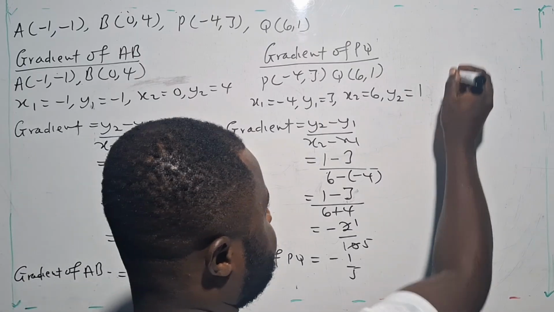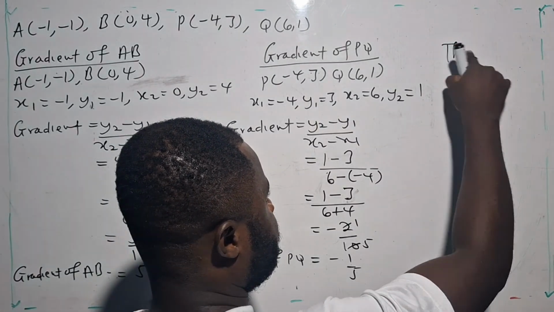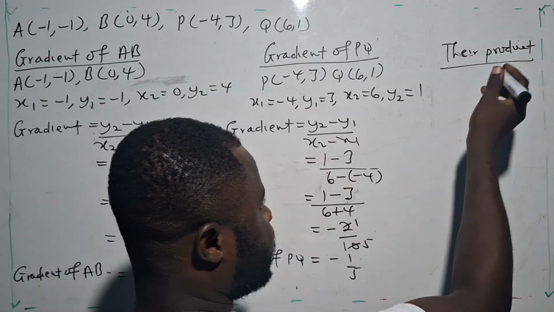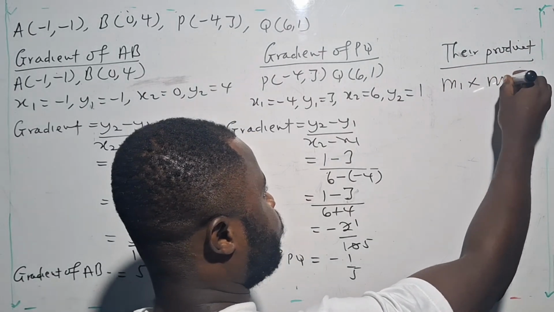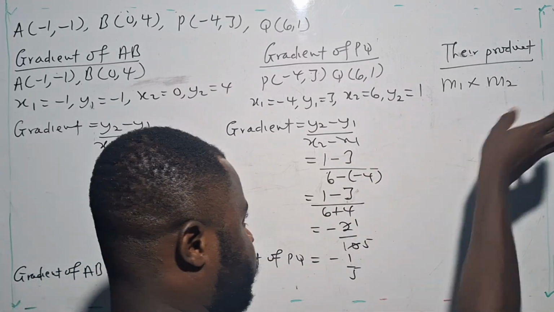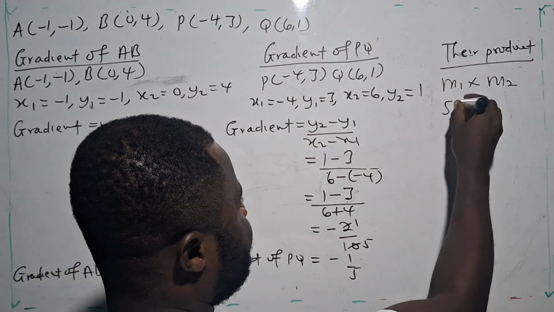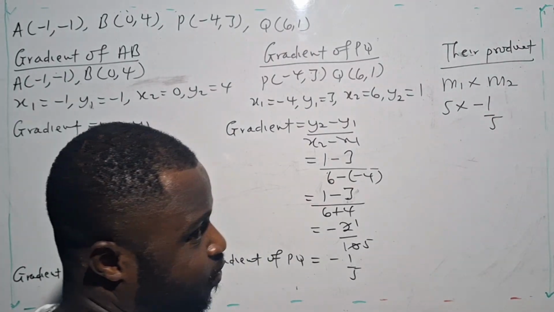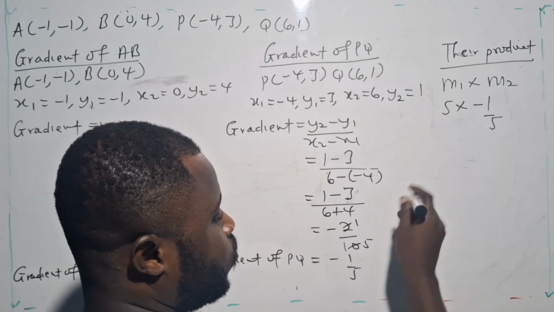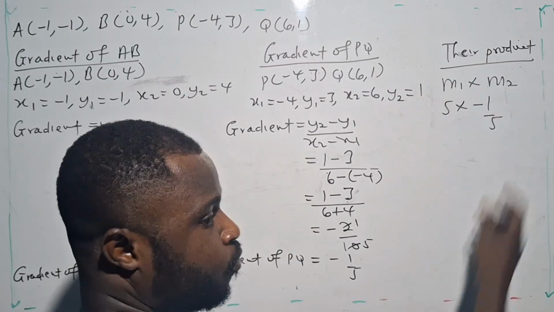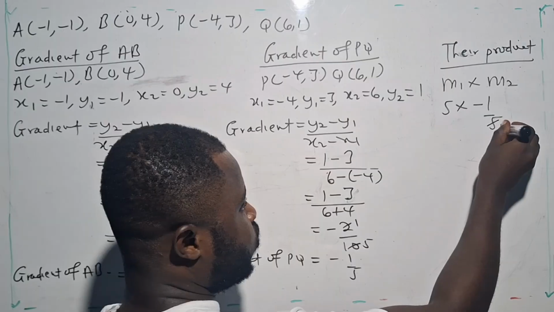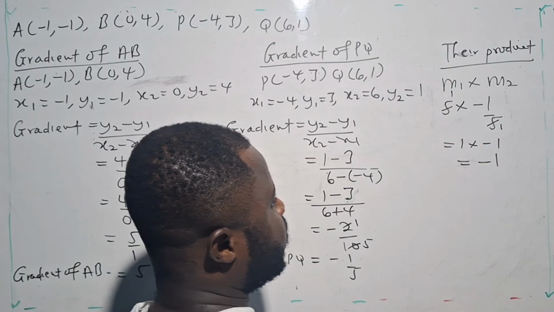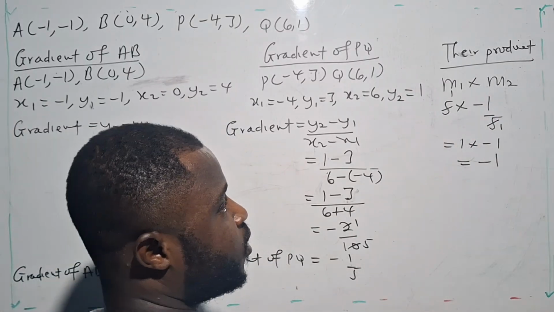Now let's find their product. Their product, I'll say m1 times m2, for which you understand small m is gradient. So m1 I got 5 times m2, negative 1 on 5. So multiplication of fraction by a whole number. So this can divide this one, this can divide this one. So the top one, we have 1 times negative 1, which will give us negative 1. When you point straight to the calculator, you get negative 1.